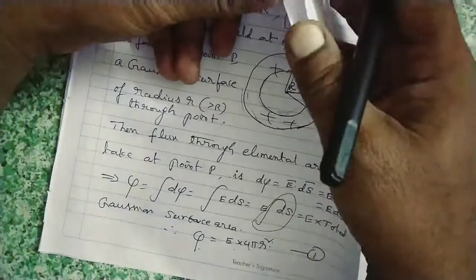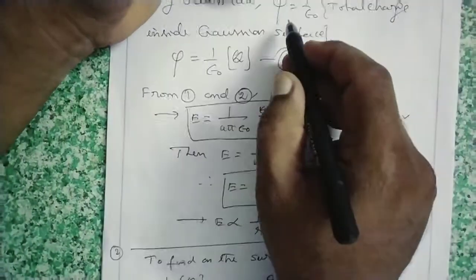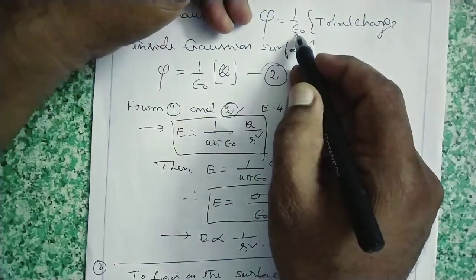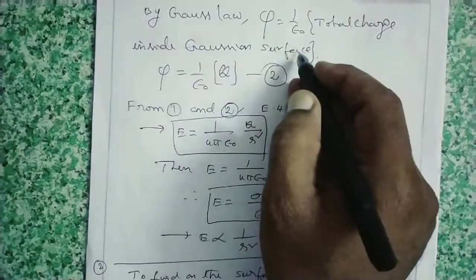Now how do we get equation 2? This is the same flux, which we are finding by using Gauss law. In Gauss law, what do we need? The total flux is given directly by 1 by epsilon 0 times the total charge. Which total charge? The total charge inside the Gaussian surface.